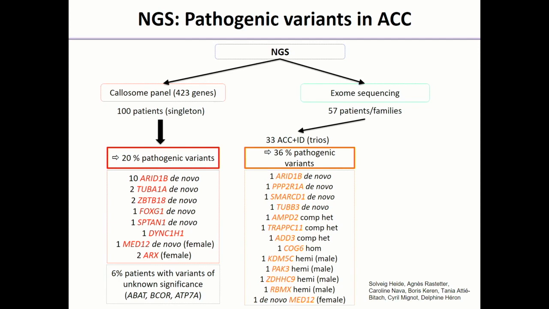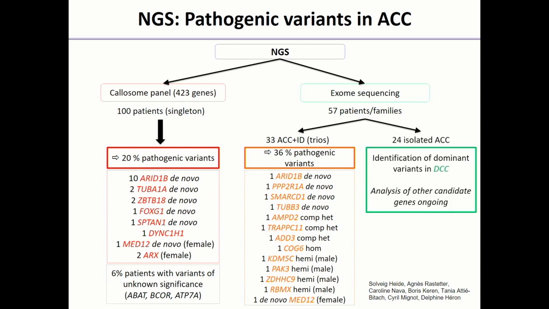So coming now to the next generation sequencing results. We had 20% of pathogenic variations with the callosum panel, which was quite good actually. And moving to the exome in trios, we had 36% of pathogenic variants. Both studies were done in patients with AD and ACC, and we also included several families with isolated ACC, and we have reported 1 gene, and analysis of other candidates is still ongoing.